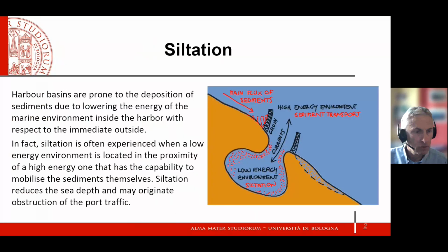So why do we have siltation in harbor basins? Harbor basins are prone to the deposition of sediments because at the entrance of the harbor basin we have a transition from a high energy environment, which is the open sea, to a low energy environment, the basin itself. In all of these situations you experience siltation, because in a high energy environment sediments are mobilized, and with the reduction of the energy of the flow, they tend to settle down and reach the bottom of the sea.